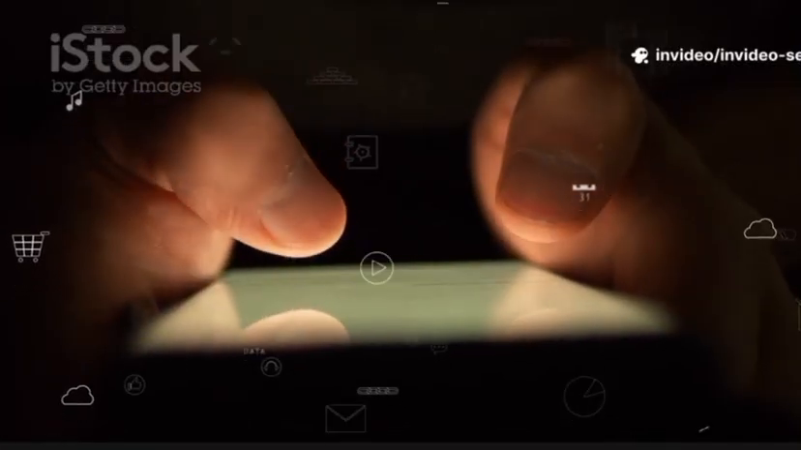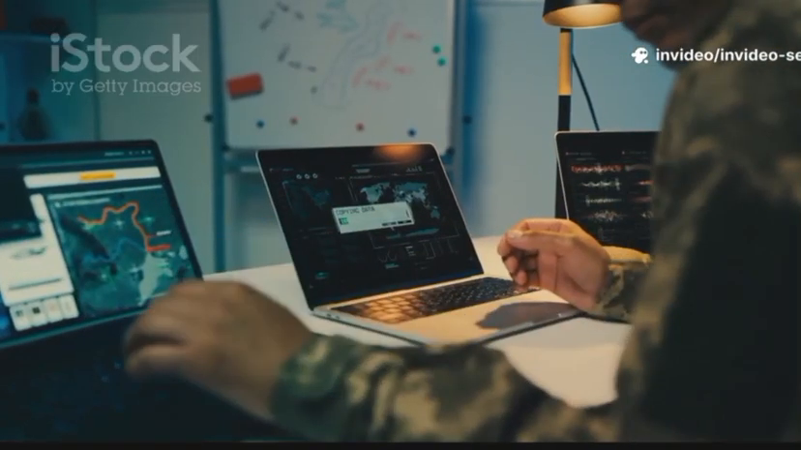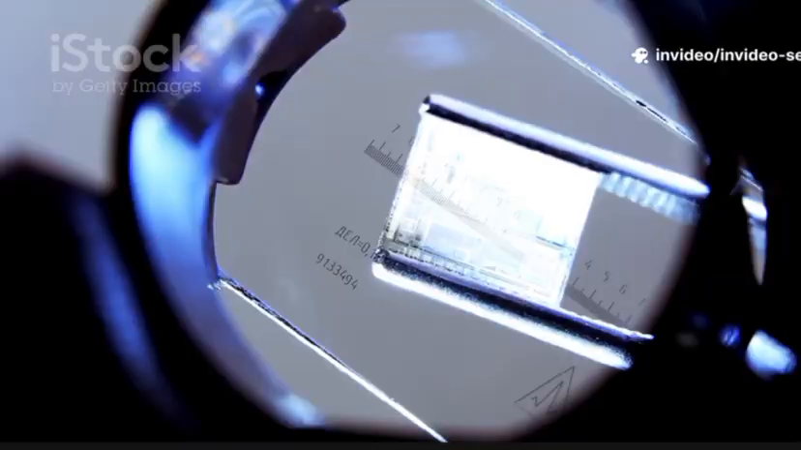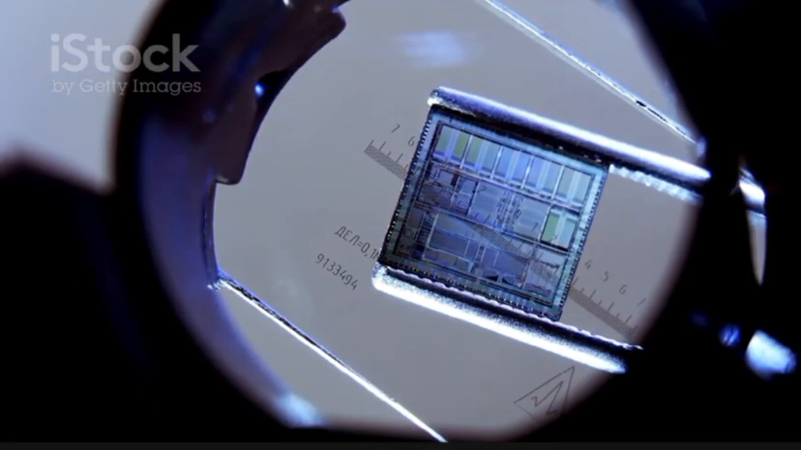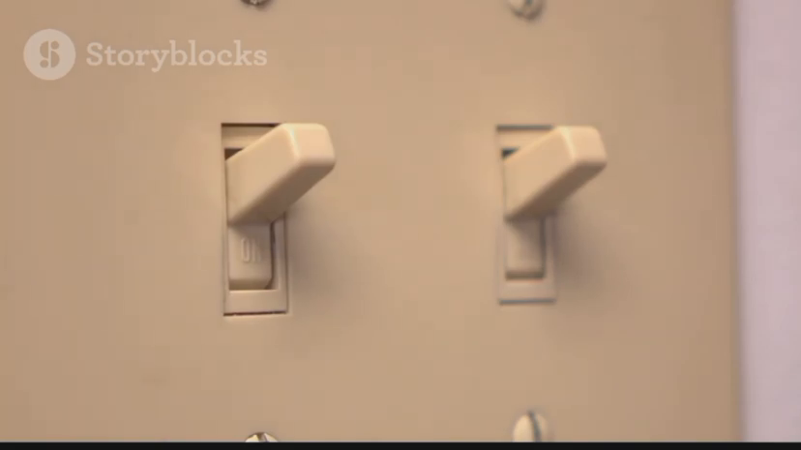makes your smartphone smart, or how your computer can do so many amazing things so quickly? The answer is a tiny but incredibly powerful material called a semiconductor. Think of it like a light switch, but a very special one.